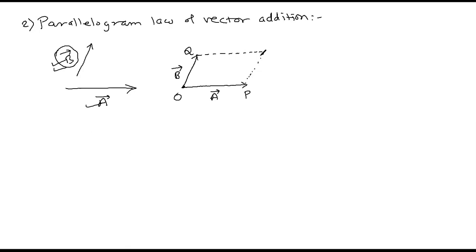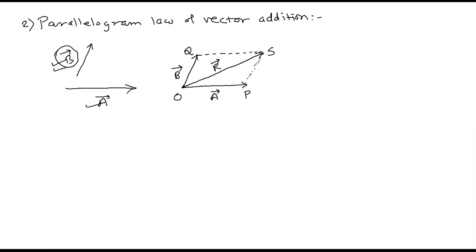Okay, I have completed the parallelogram now. So after completing this parallelogram, according to the law of vector addition, the diagonal OS, this one, OS gives the resultant vector R.